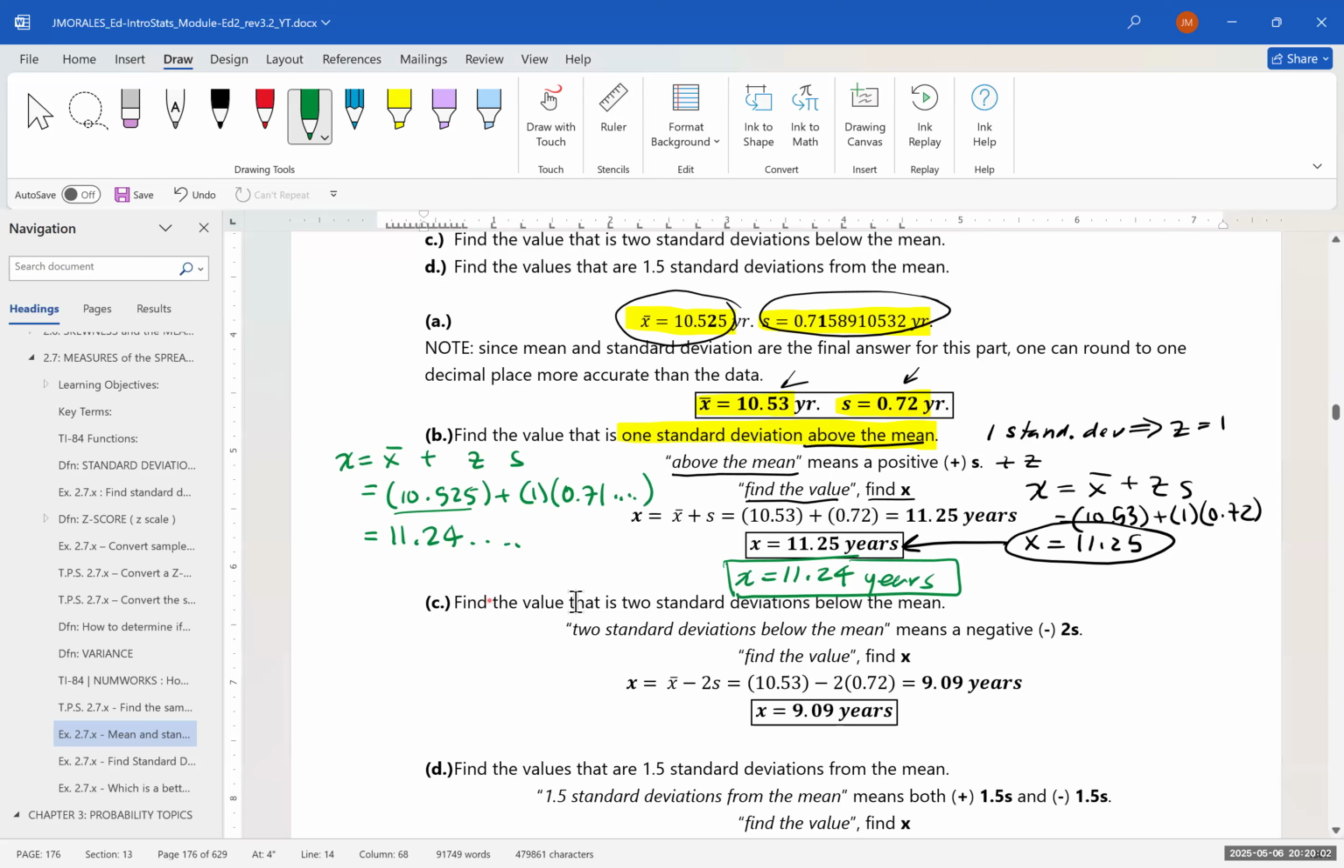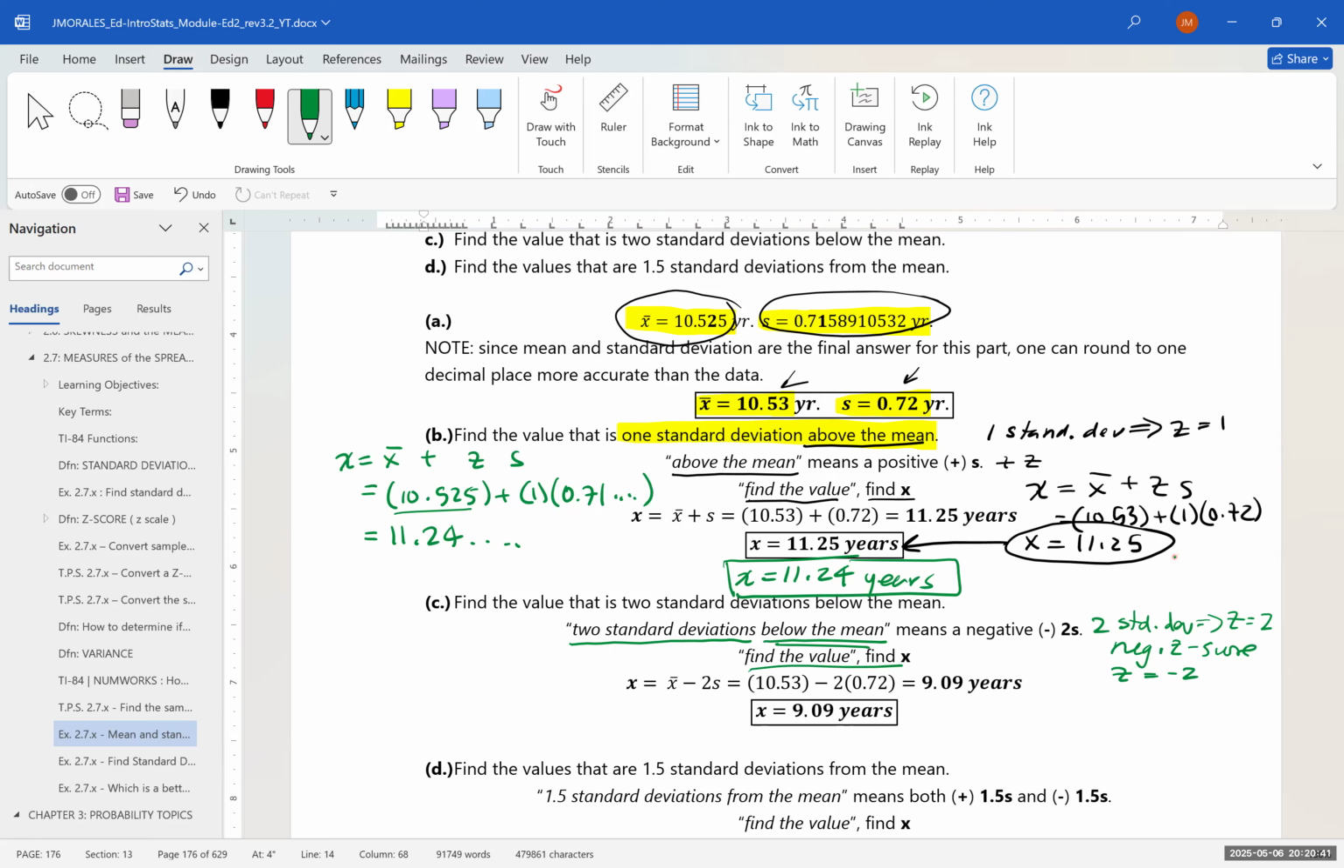Okay, now it says find the value that is 2 standard deviations below the mean. Okay, so first of all, 2 standard deviations is going to imply a z-score of 2. And because it's below the mean, this is going to be a negative z-score. So our value of z is going to be -2 in this case. And then find the value, that's x.